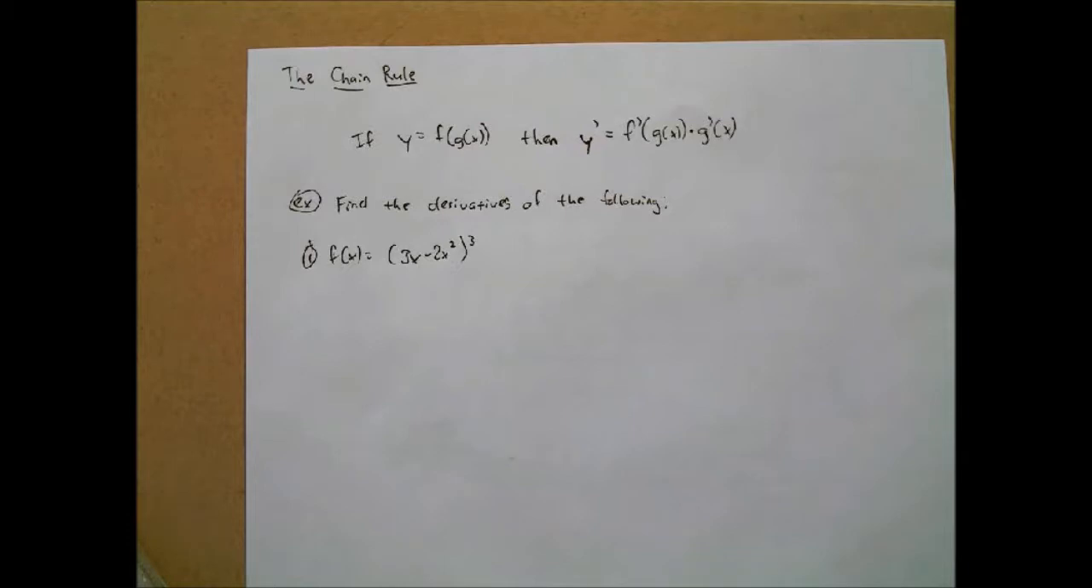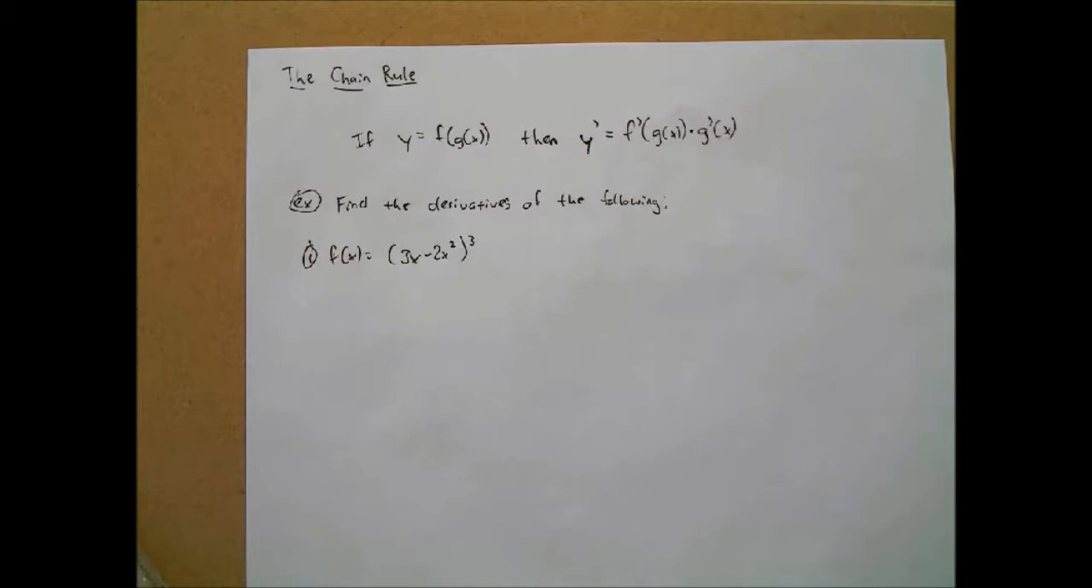With the way it's currently written, no. We would have to multiply it out and then we could. It depends on what you're trying to answer. But we could take the derivative of this eventually after we multiplied it out. Of course we have to cube it, so it would be 3x minus 2x squared times 3x minus 2x squared times 3x minus 2x squared. Multiply that all out to get a polynomial and then take the derivative. But now with the chain rule, we don't have to do that.